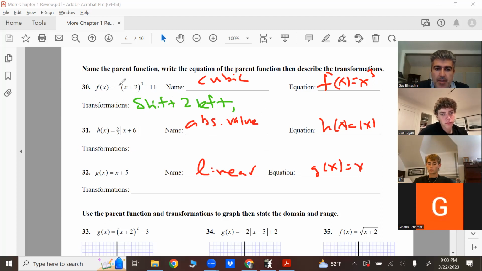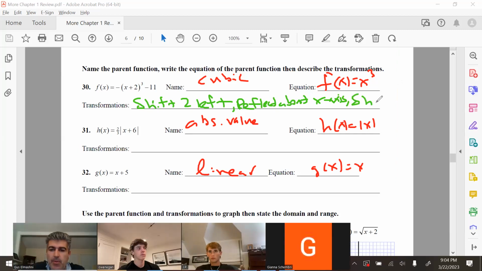Then the negative on the outside causes a reflection. That's reflect about the x-axis. And then lastly, shift 11 down. And you do have to put it in the right order. I will take off a point if it's not in the right order. I will ask you guys to do that.